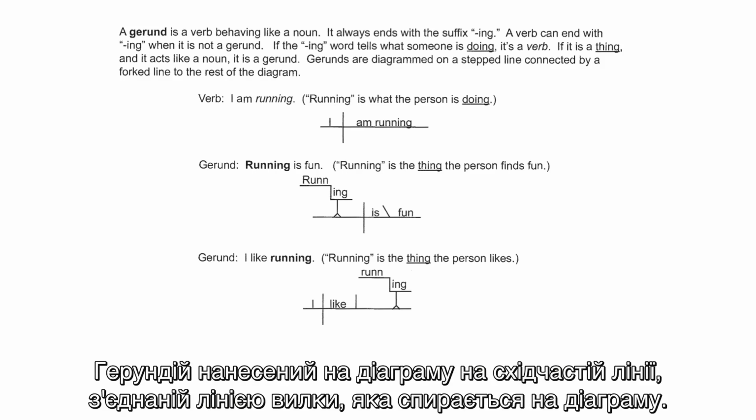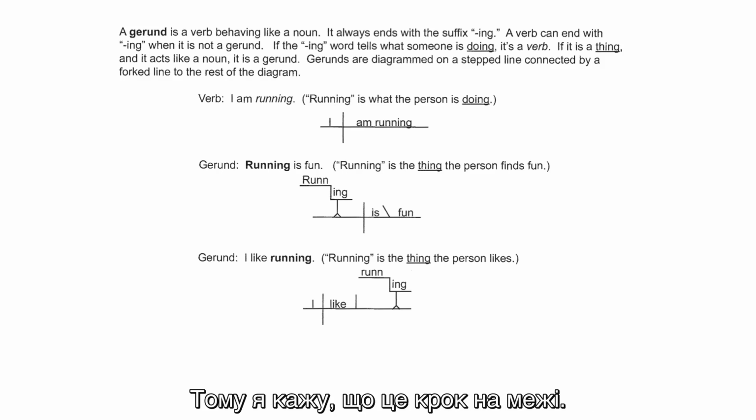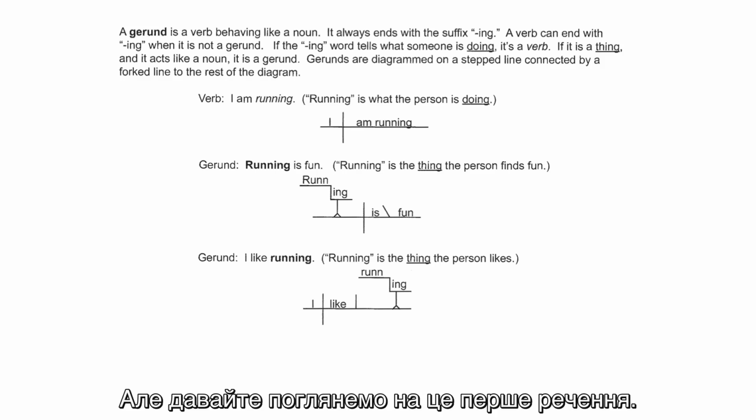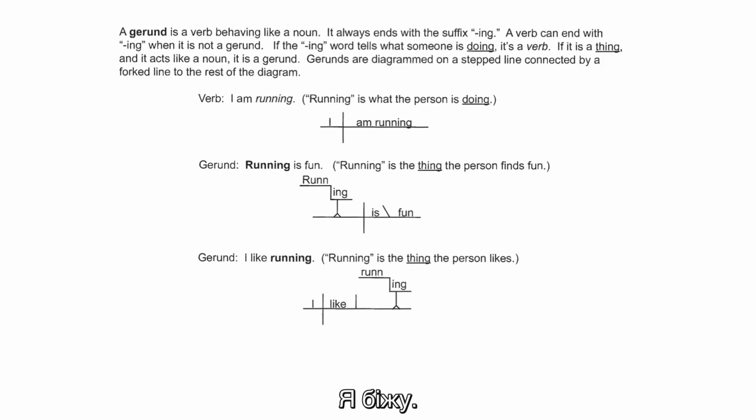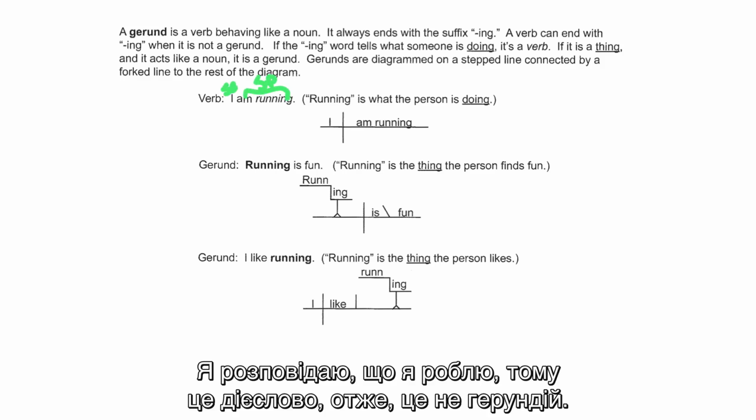Gerunds are diagrammed on a stepped line connected by a fork line that rests on the diagram. So I say it's a step on a line. But let's take a look at this first sentence. I am running. Who or what is this about? It's about I. What am I doing? I am running. I'm telling what I'm doing, so that is a verb. So therefore, it is not a gerund.